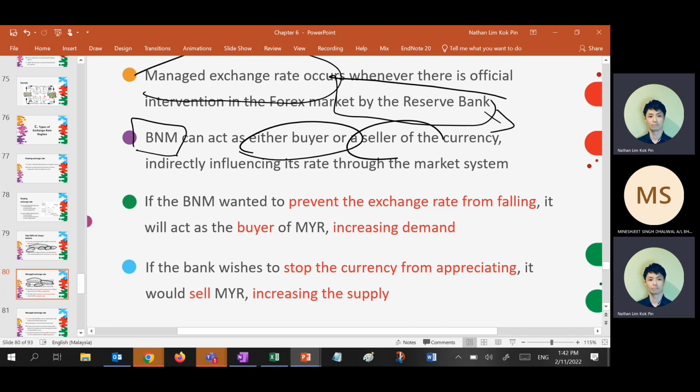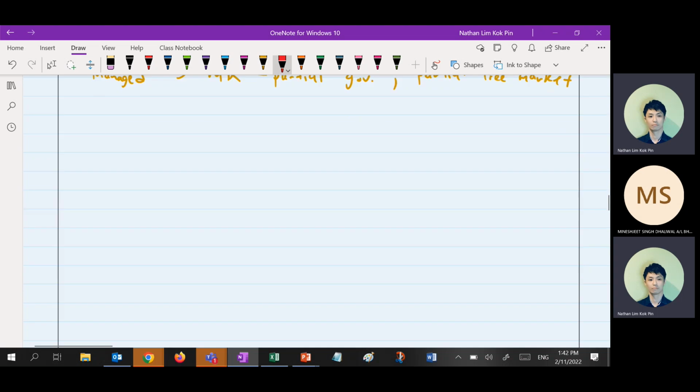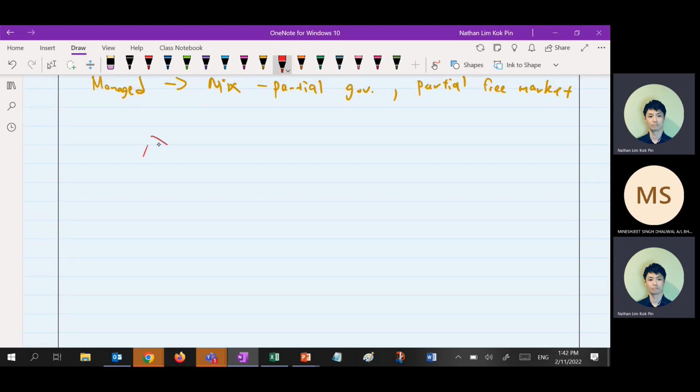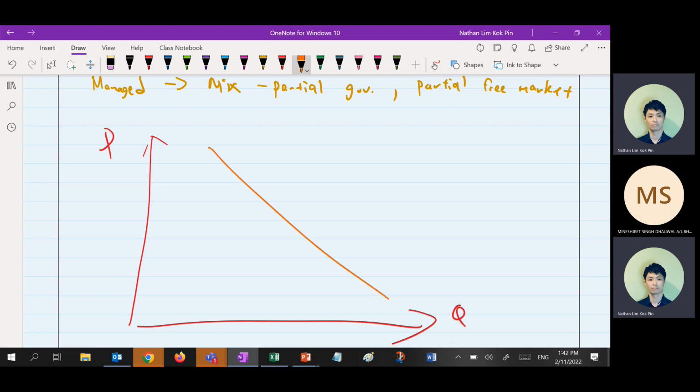So what do I mean by buyer and seller? Okay, look properly. The diagram for this one is complicated. Let's see. For example, this is MYR over USD. You must always write your currency on top, as a product name, or as the price of something or quantity of something. If you don't want to write on top, you have to write on both axes.